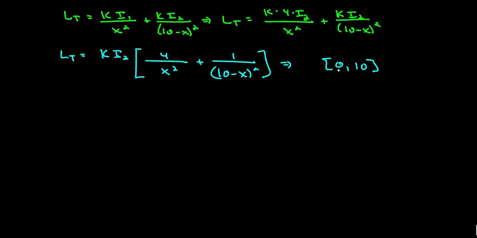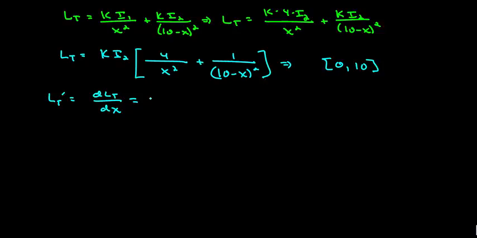Now we can only differentiate it on the open interval because we're not going to talk about left and right derivatives. So that's not a problem. Okay, so what we're going to do is find L_T prime, another way of writing that would be to say we're going to find dL_T with respect to x. So that would be equal to the derivative of this guy right here.